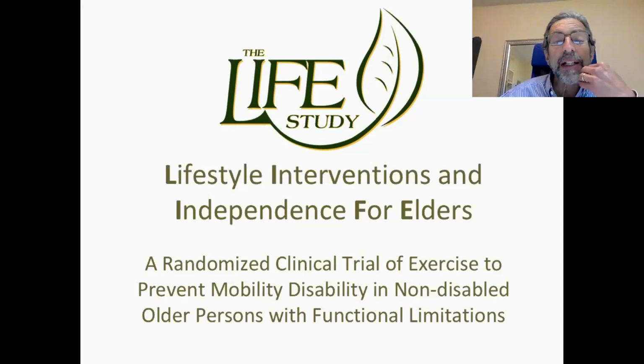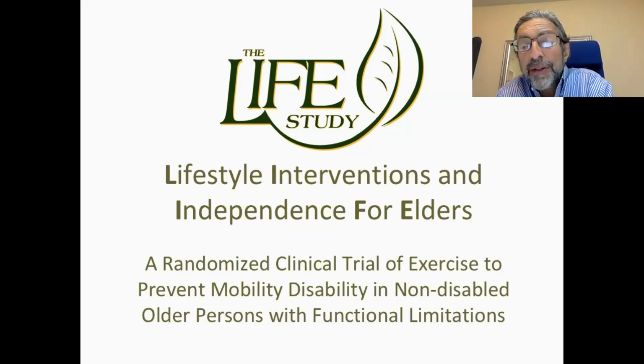And so at the National Institute on Aging, a number of studies were developed. This is the largest study that was developed, probably the largest exercise intervention ever done in older populations. It's called the LIFE Study, Lifestyle Interventions and Independence for Elders, a randomized clinical trial of exercise to prevent mobility disability in non-disabled persons with functional limitations. So you see that at the end of this, functional limitations.